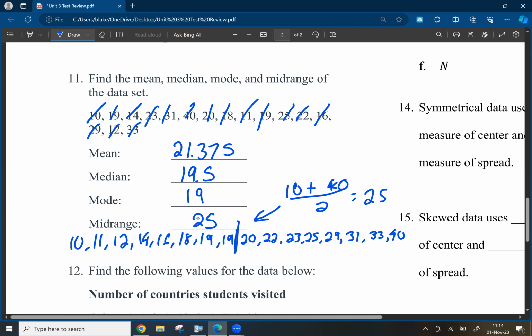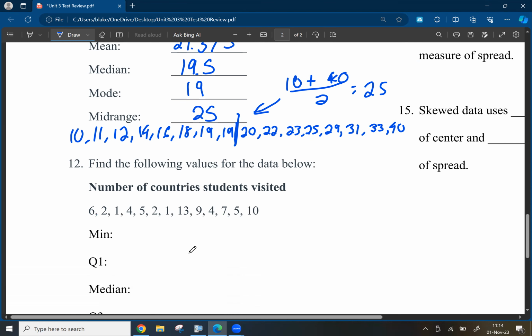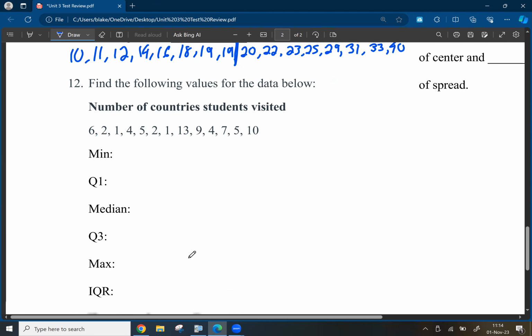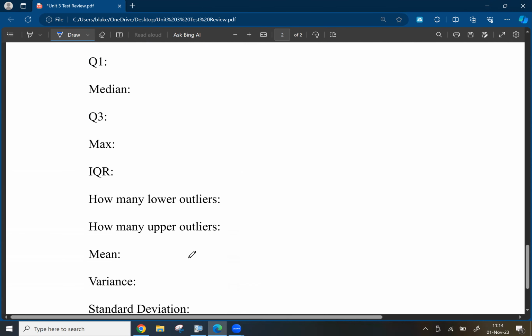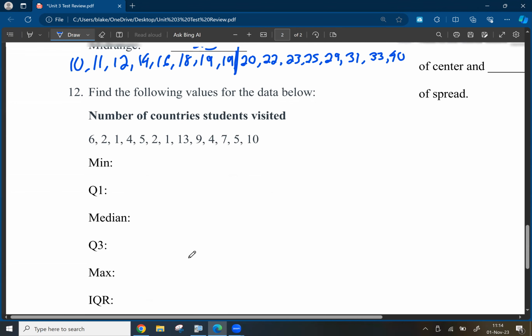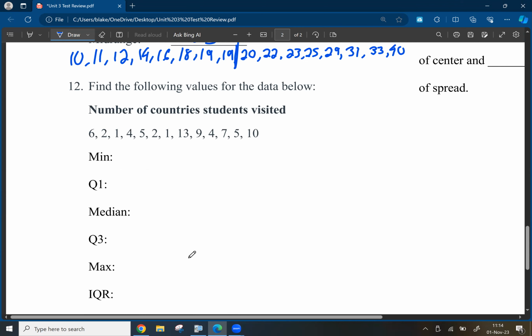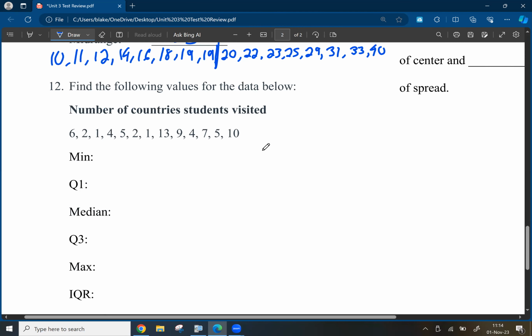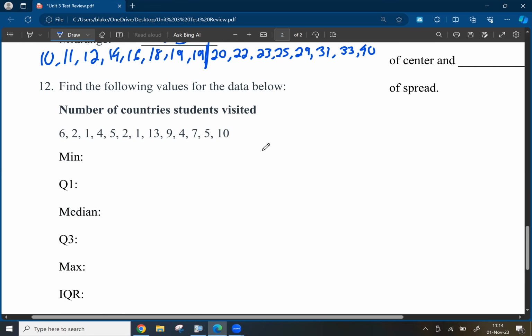All right. Here we go. Number 12. So we have to do the same thing here. A lot of work here with number 12. I am going to allow you guys to use the Statsmatic website. So, of course, we can list these in order. We can do that as well. Let's do this all by hand first, and then we'll go to the Statsmatic website. So we're going to have to put these in order.